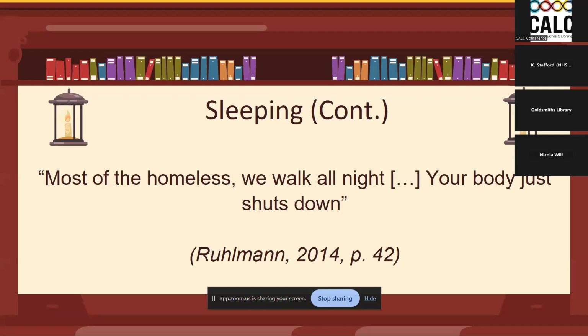So Dorothy Sterling, a homeless individual in Chicago who was interviewed by Roman in 2014, argued that homelessness is an exhausting lifestyle. Those who live on the street typically carry everything they own with them, and they're afraid to fall asleep for fear that someone may steal their belongings. Most of the homeless, she said, "we walk all night. Your body just shuts down." Simply put, there's nowhere else safe for homeless people to sleep.